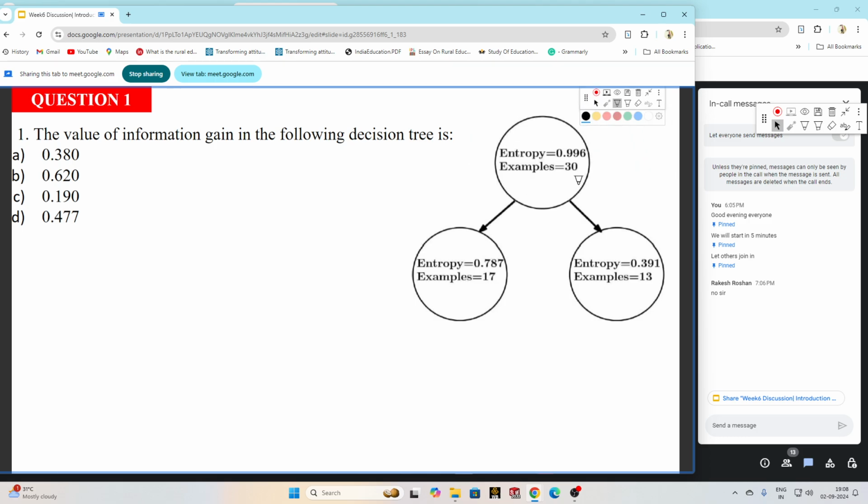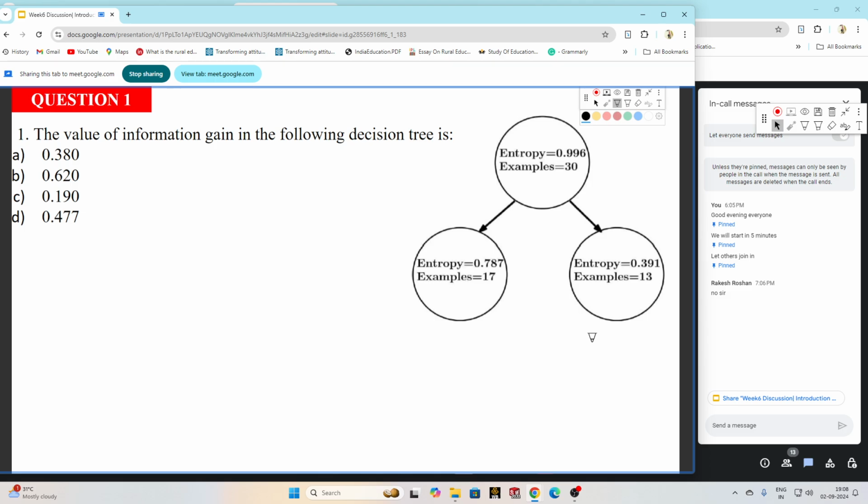So this is the root node and these two are leaf nodes. Root node, you can see entropy here is 0.996 and you have 30 examples and you have divided into two leaf nodes, one with 17 examples with entropy 0.787 and another with entropy 0.391 with 13 examples. Okay, so up to this it is clear, right?